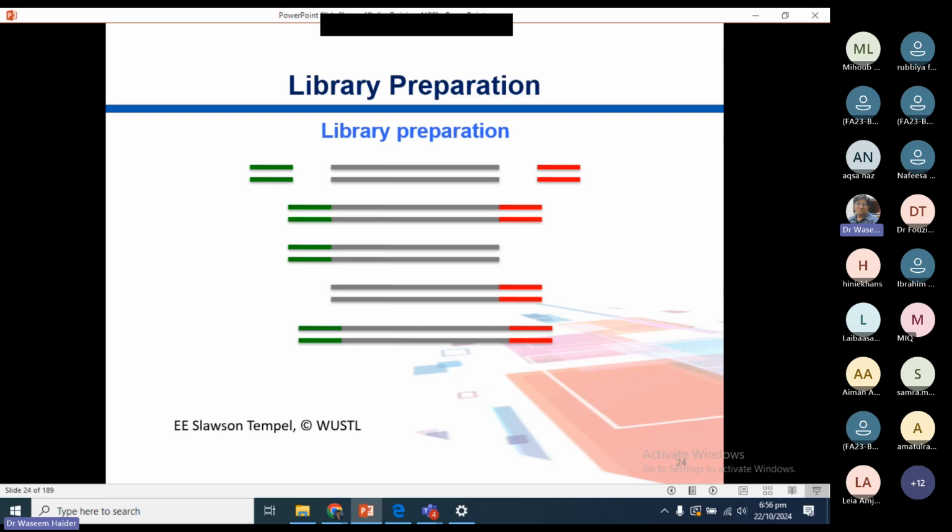Bioinformatics is a bridge between different disciplines, right? So we connect the people with each other.